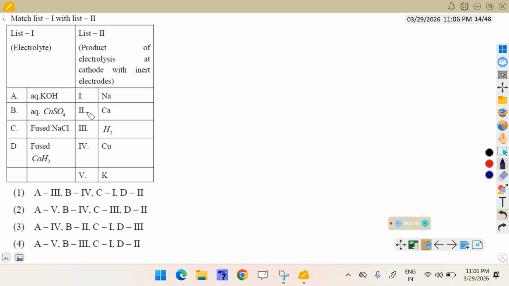Match the following. Electrolyte is given. Product of electrolysis at cathode. Aqueous KOH. Compared with K plus ions, H plus ions mobility is more. That's the reason at cathode H2 gas is liberated. A3, only one option is there. So mark the first option.